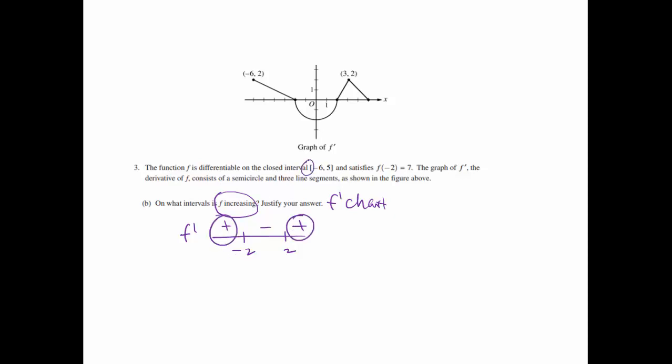It looks like this starts at -6, so we're increasing from -6 till I get to -2. And then again, I'm increasing from 2 till I get to the endpoint of my interval. It said to justify my answer, and that's going to be because f prime is positive.